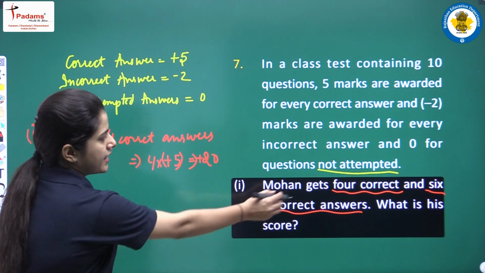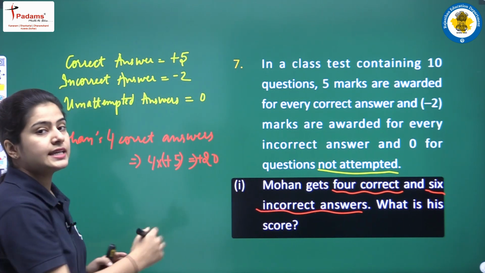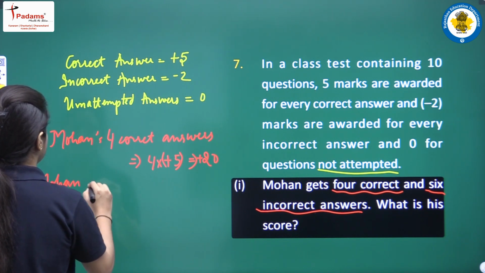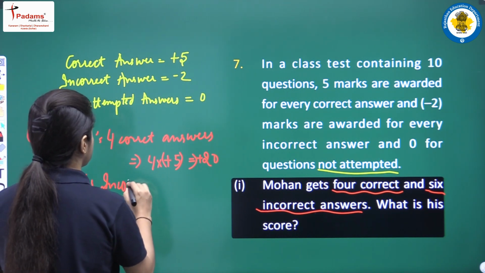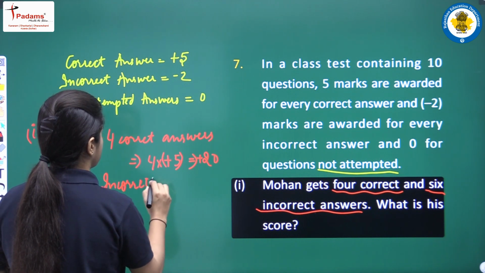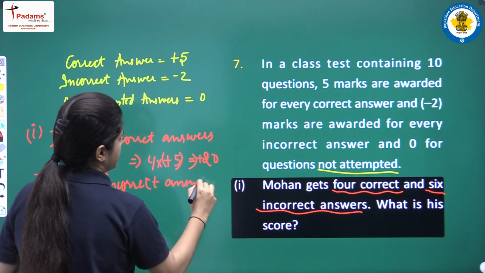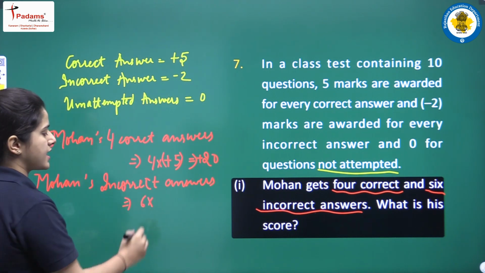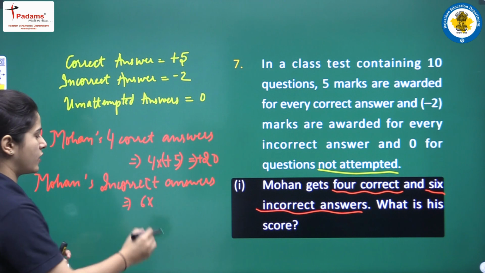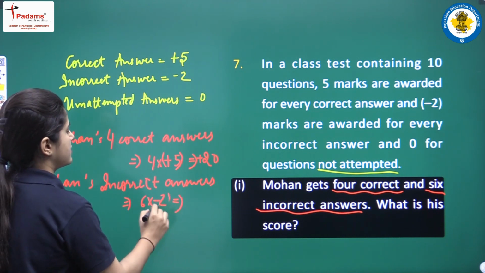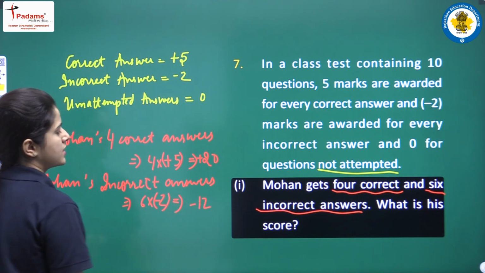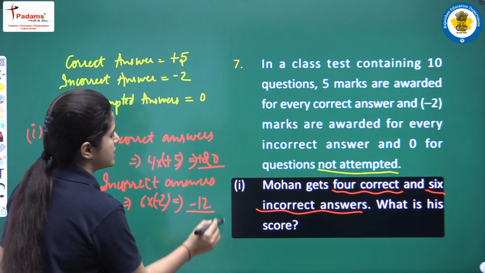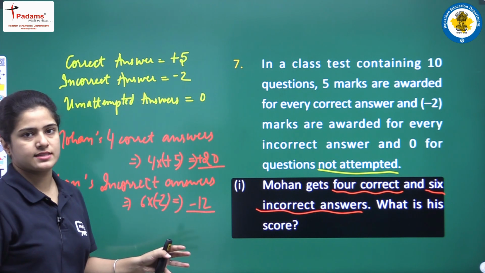Alright students, and he is doing 6 incorrect answers, okay. So Mohan's incorrect answers is equal to 6 incorrect answers, and for every incorrect answer he will be awarded minus 2 marks. Alright students, so minus 12. So he will be awarded plus 20 for correct answers and minus 12 for incorrect answers, okay.